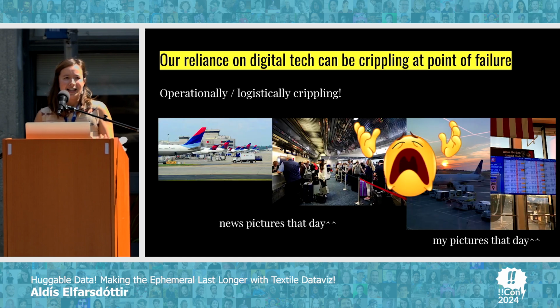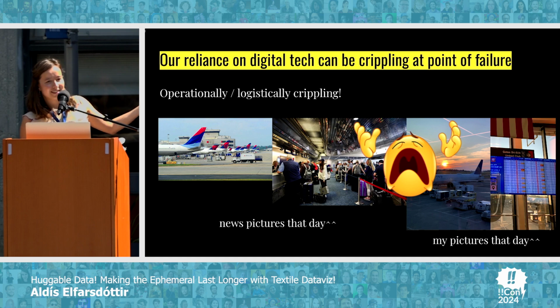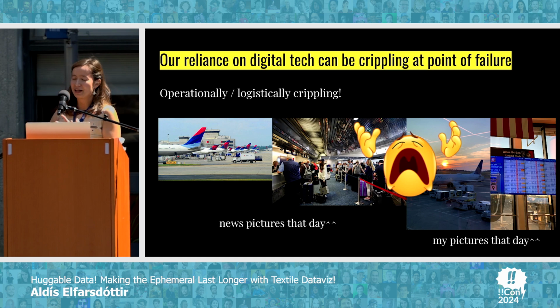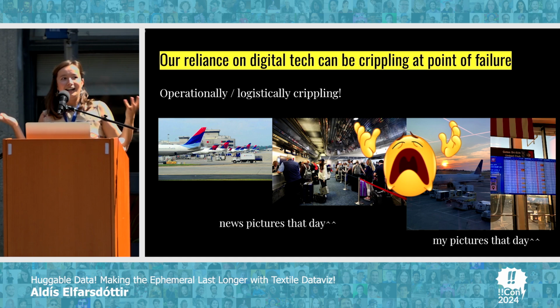And moreover, the extent to which we rely on our digital systems these days is crippling when they fail. I was in the airport that day, the right 2 pictures are mine, when United, Delta, American Airlines were grounded because of a CrowdStrike software outage. And all the cancellations and everything, people were stranded. So we're like, what do we do?